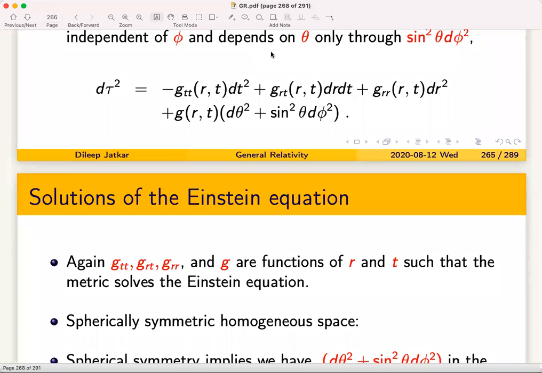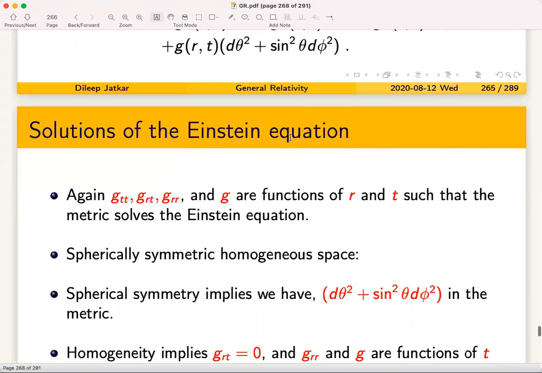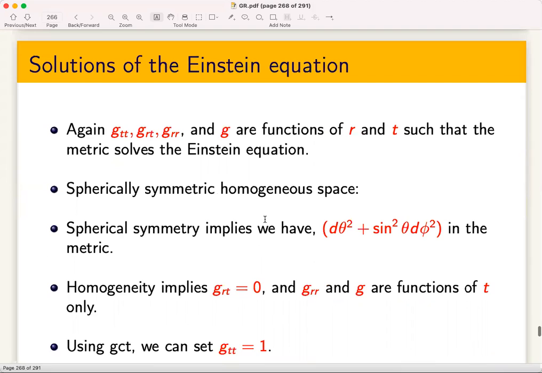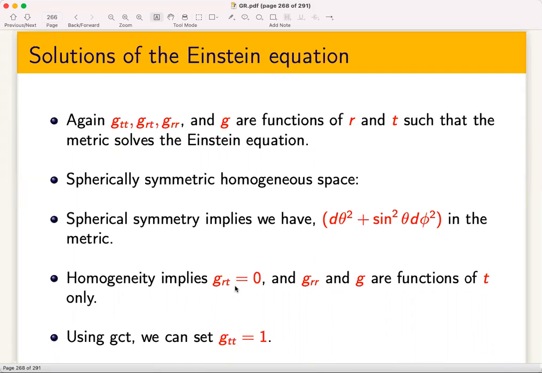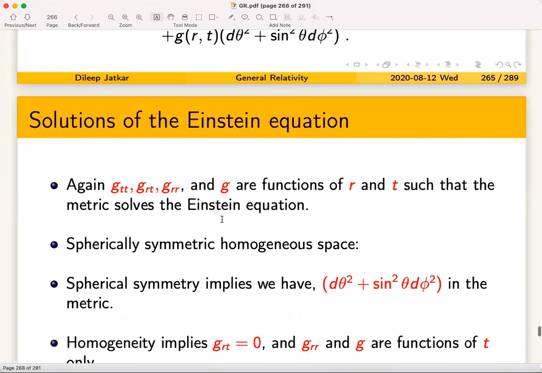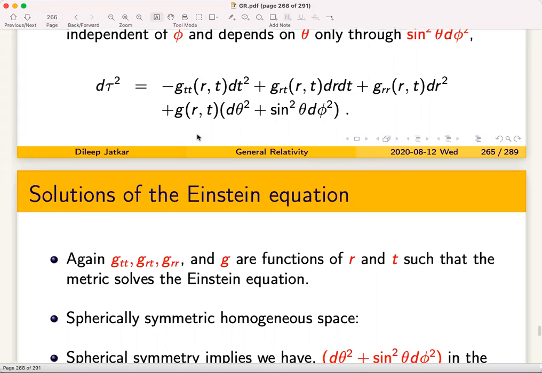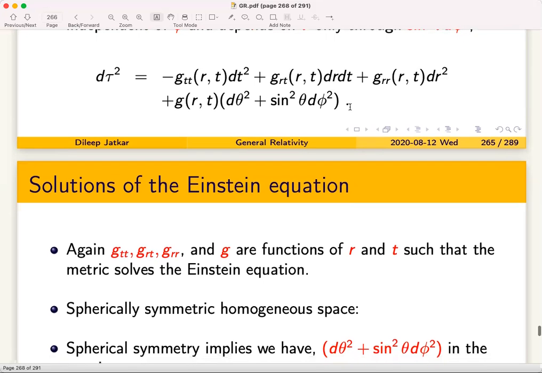So as I was saying, if you have homogeneity, then you can show that the GRT component of the metric should also vanish. Besides that, homogeneity means translation invariance, and therefore it would also tell you that the metric should be independent of the radial coordinate r. So that basically reduces the metric components to be only functions of time.